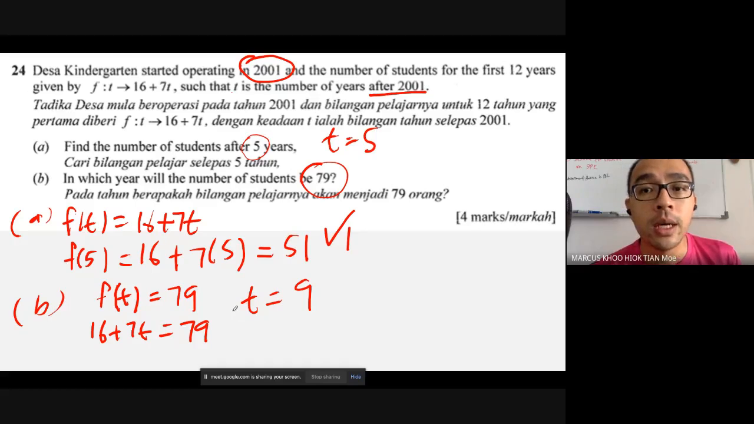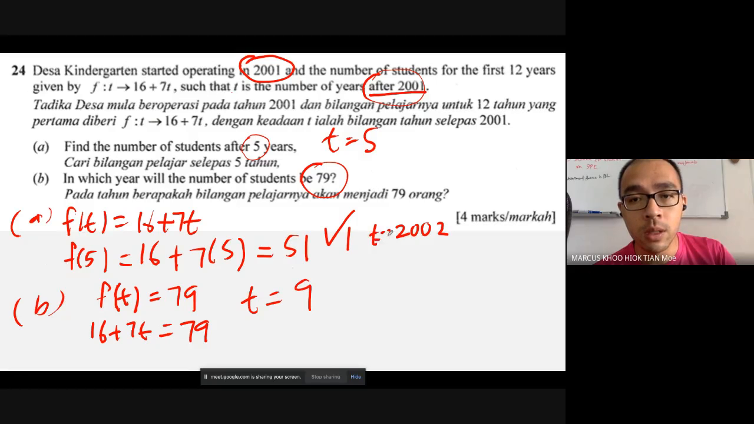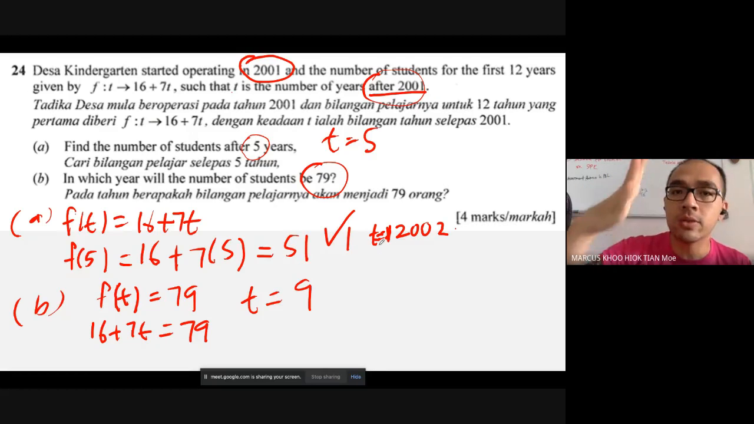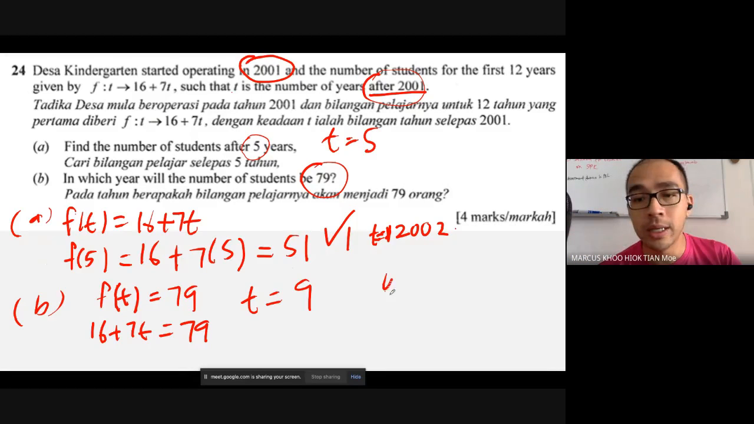So you find that since t equals to 9 and t is the number of years after 2001, that means t equals to 1 is 2002. So then you calculate out 2002, 2003, 2004, 2005, 2006, 2007, 2008, 2009, 2010. So the year is the year 2010.